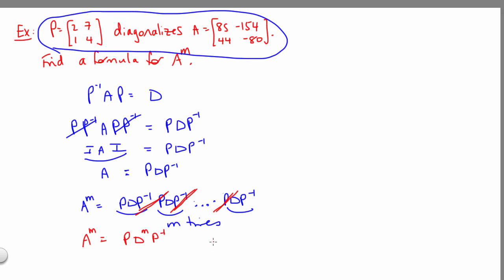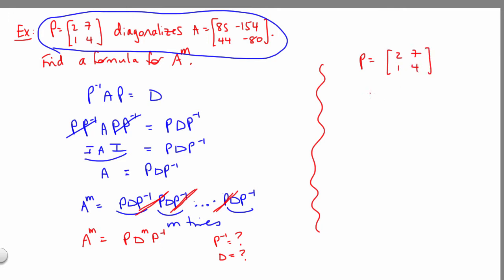To proceed with our calculation then, we're going to need to figure out what P inverse is, and we're going to need to figure out what D is. So let's continue those calculations over on the side here. Well, we were given the matrix P in the problem. We know how to find the inverse of a 2 by 2 matrix. So P inverse is going to be 1 over the determinant of P times the following matrix. We'll swap the diagonal entries, change the sign of the off diagonal. Now calculating the determinant of P, we've got 2 times 4 minus 7 times 1, that's 1. So our determinant here is 1. And P inverse really is just this matrix 4, negative 7, negative 1, 2. All right, so that part is done.